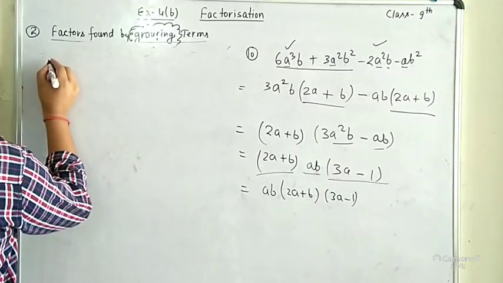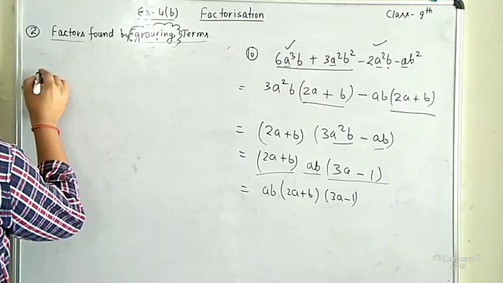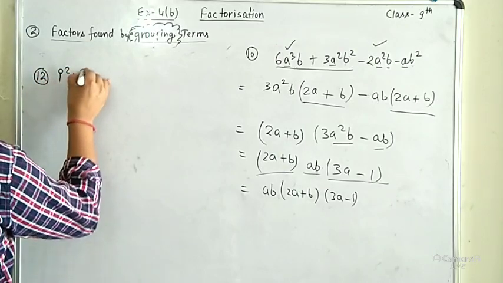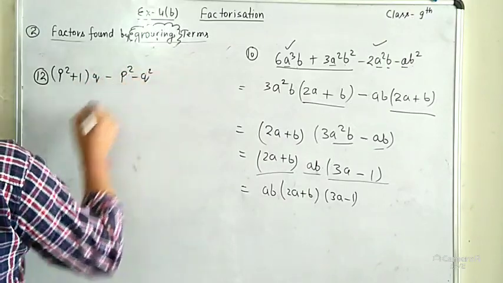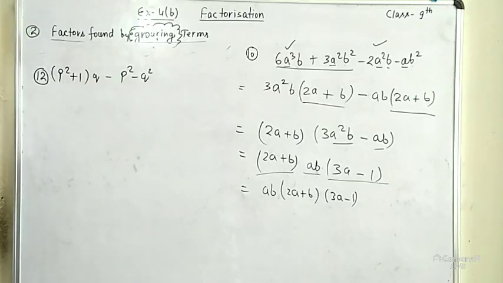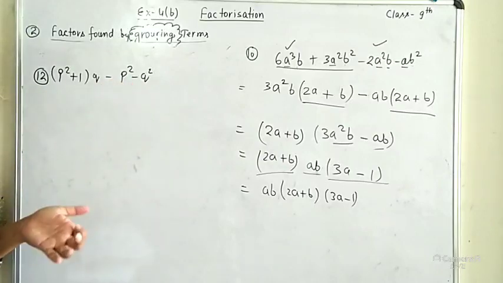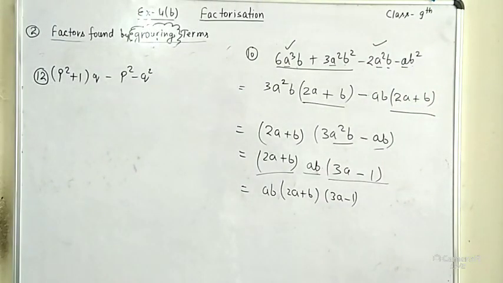Next is question number 12. This is p square plus 1 q minus p square minus q square. Okay. So I am just for the 30 seconds, think on your mind what thing we can take common out here, how can we solve it. Okay, and then after that write your answer, the response in the comment section, how can we solve it. This is p square plus 1 q and p square minus q square.